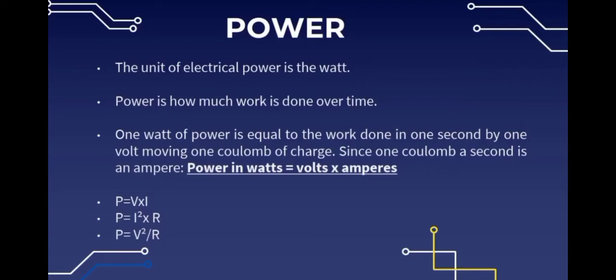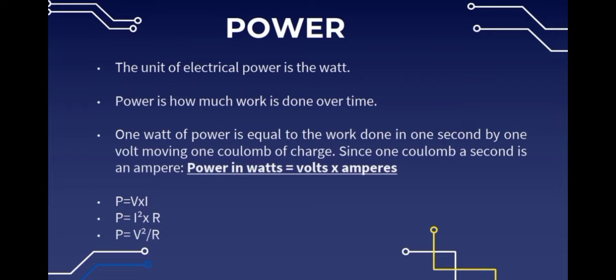So here is the continuation of the report of Miss Christine J. Fontillar. So the next basic electronics component is power. The unit of electrical power is the watt. Power is how much work is done over time. 1 watt of power is equal to the work done in 1 second by 1 volt moving 1 coulomb of charge. Since 1 coulomb a second is an ampere, therefore power in watts is equal to volts times amperes.